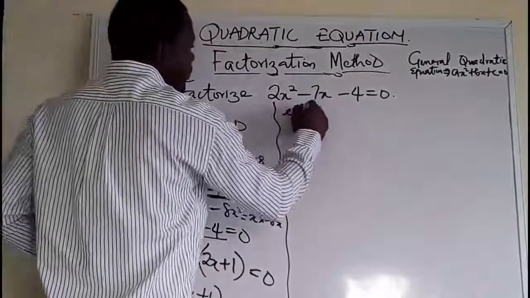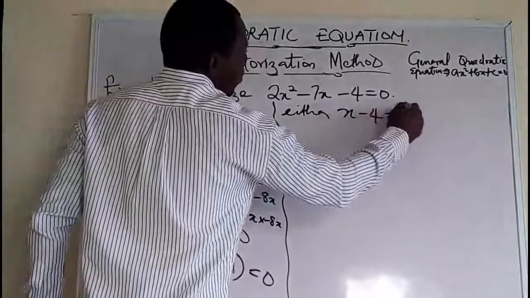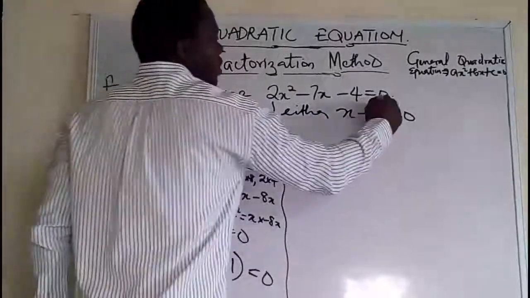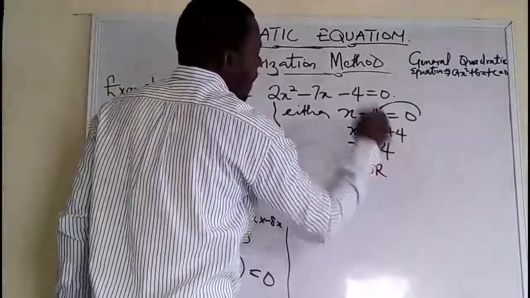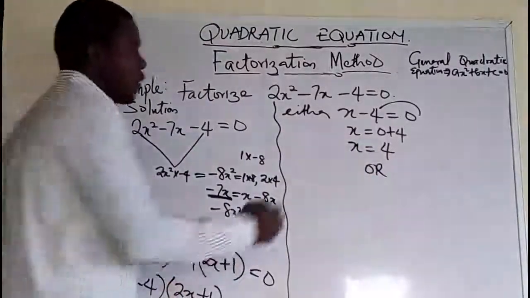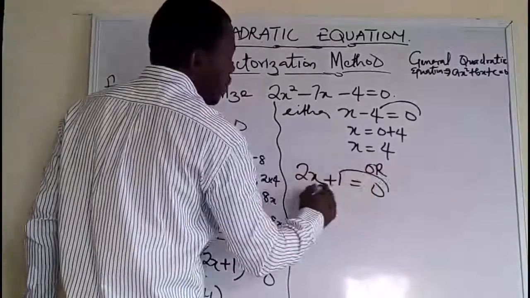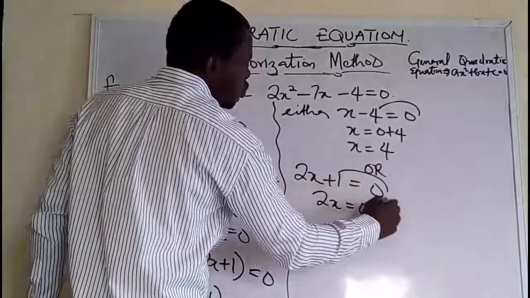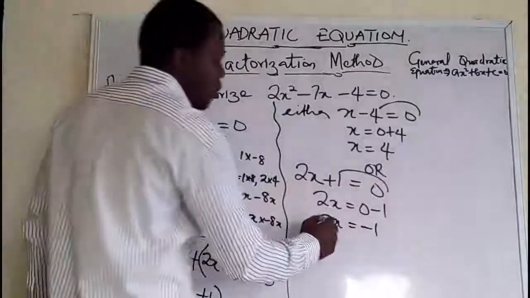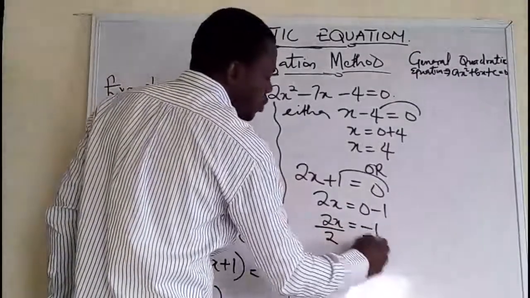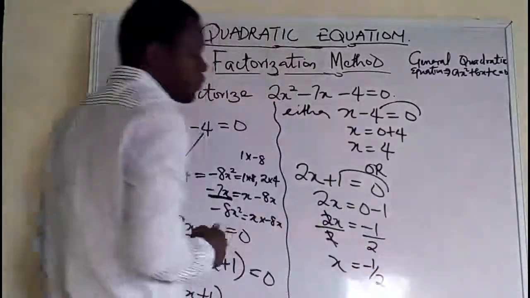So either x minus 4 equal to 0. If x minus 4 equals 0, we bring this one here, so x equals 4. Or we take the second one, 2x plus 1, so 2x plus 1 equals 0. We'll take this one here and we'll have 2x equals 0 minus 1, so 2x equals minus 1. And then how do we get our x? Now divide those out by 2, so cut it like this now. So that means our x equals minus 1 over 2.